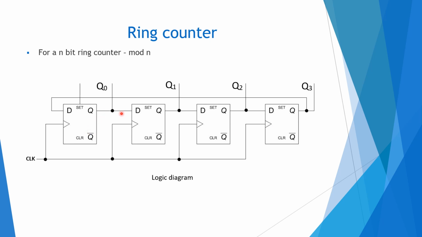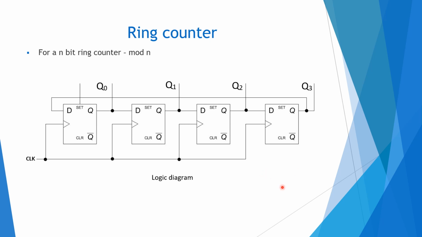Suppose we glow an LED at each output; the LEDs will glow in a serial manner. The LED will glow at the first clock pulse here, the next clock pulse here, and the next here, and the next here. So each LED will be blinking in each clock pulse, circulating serially. For an n-bit ring counter, it will be mod n. Suppose for a 4-bit ring counter, there will be 4 states. That will be mod 4.